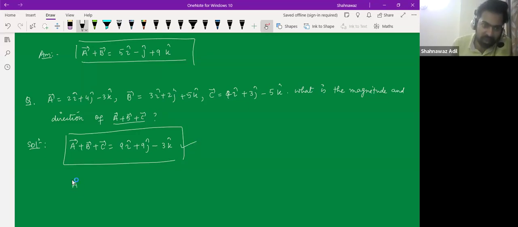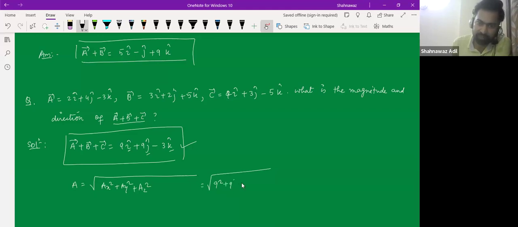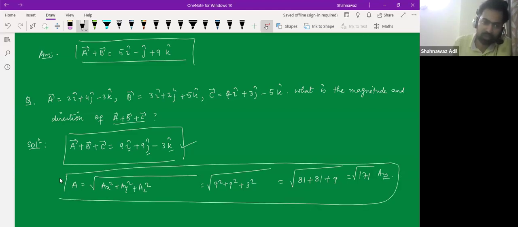Now we already know what the magnitude of a vector is. Whenever you have the ijk form, you directly put this thing. This is the magnitude, not the vector. So this is how much? 9 square, root 171. So this much you also got, right? So if you're saying root 171, then root 171 is the answer. Now you have found out the magnitude. So this is the magnitude. That is absolutely correct.